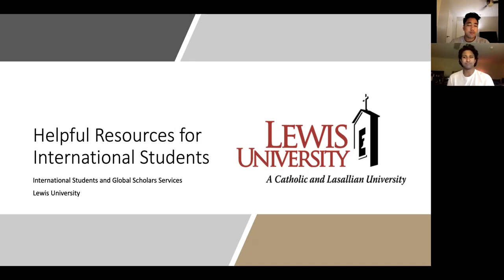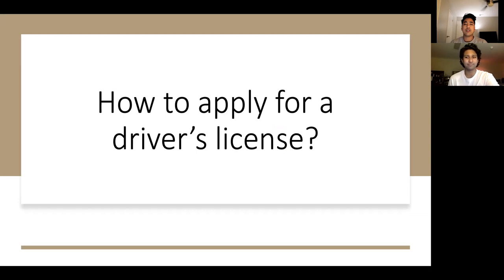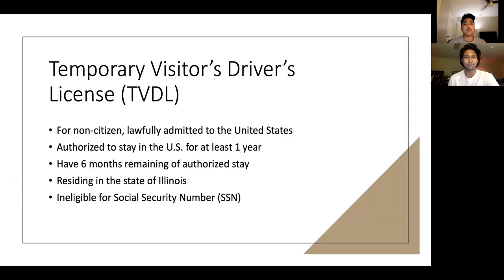All right. So before we start, basically what we'll tackle in this presentation are the essential documents that you'll need as an international student to get around. So that would be your driver's license, your social security number, and the bank account, of course. So starting with the driver's license, there's two types, and we'll start with the temporary visitor's driver's license, or most commonly known as the TVDL.